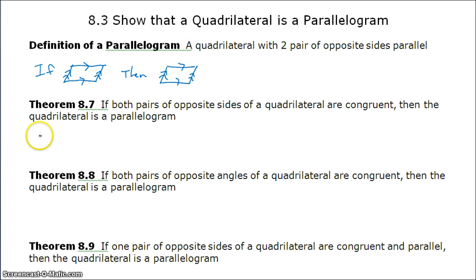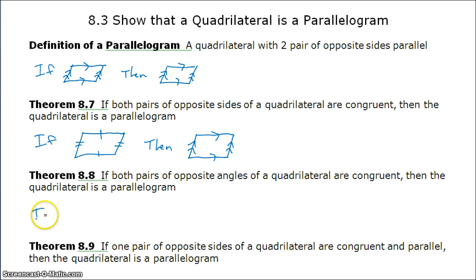Theorem 8.7 says, if in a quadrilateral both pairs of opposite sides are congruent, then that's enough to conclude that we have a parallelogram. Theorem 8.8 says, if we have a quadrilateral and both pairs of opposite angles are congruent, then that's enough to prove that we have a parallelogram.